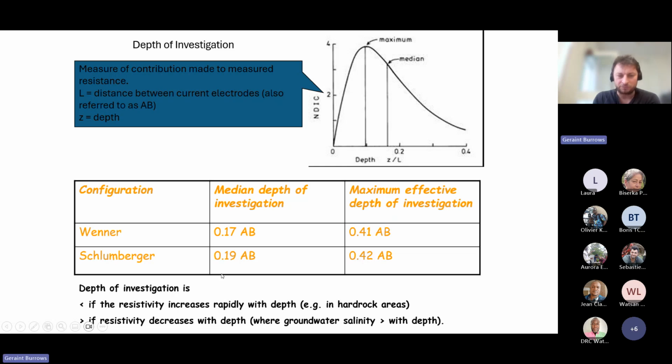The depth of investigation is also very much dependent on the geology. So this is an approximate number, but if the resistivity increases rapidly with depth, then your depth of measurement is going to be slightly less. But if the resistivity decreases with depth, then you might get a greater penetration depth with your currents.